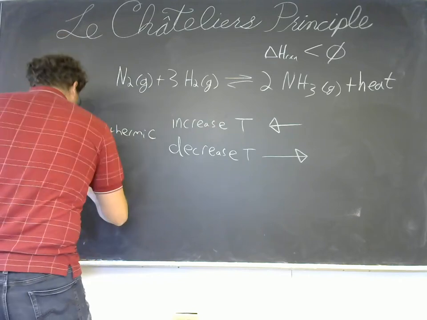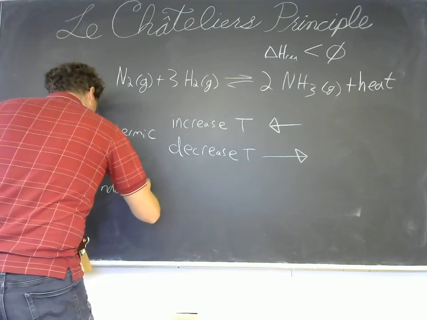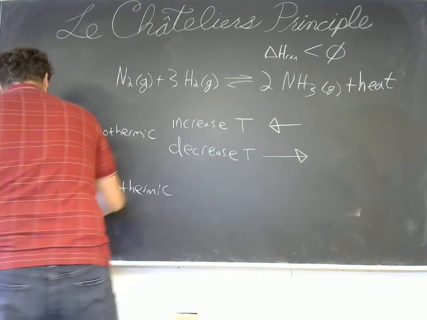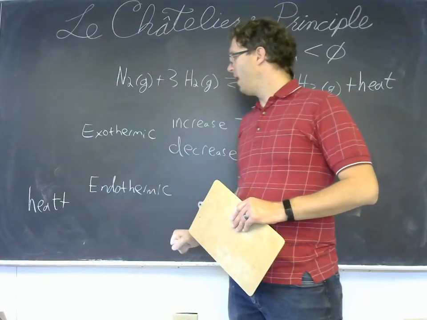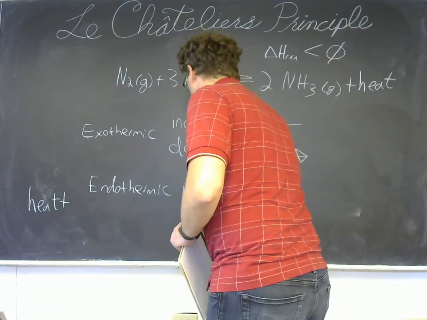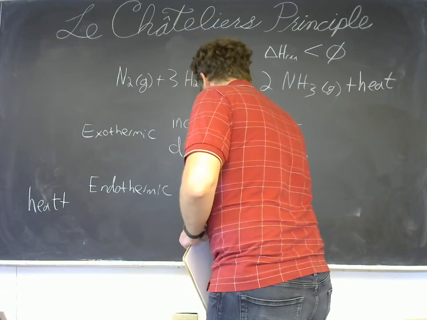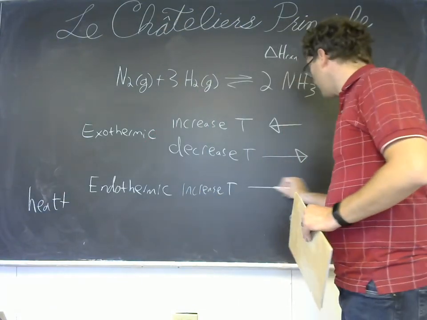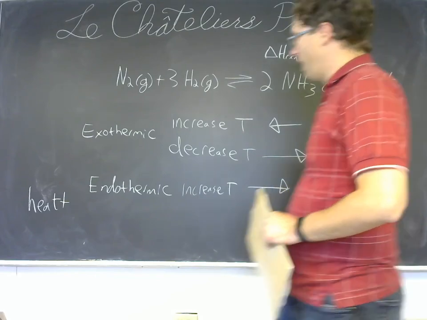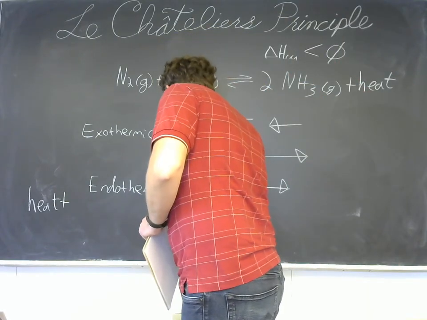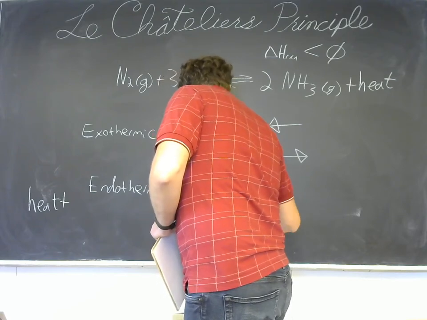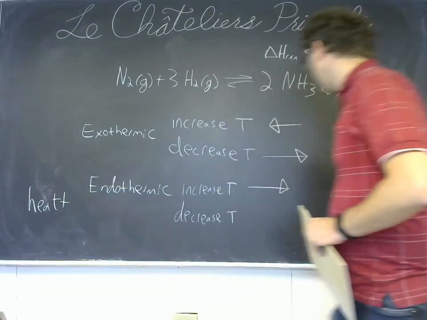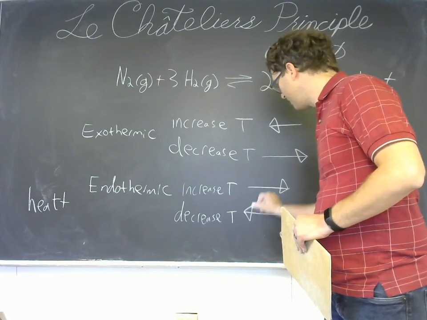If you have an endothermic reaction, then you would add heat on the reactant side. And so if I increase the temperature for an endothermic reaction, then it is as if I've added now reactant, and that will shift to the right. And for an endothermic reaction, if I decrease T, then that will be as if I have removed reactant, and it will shift the reaction to the left.